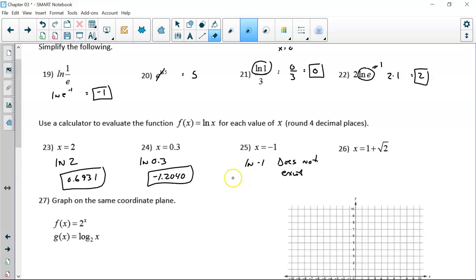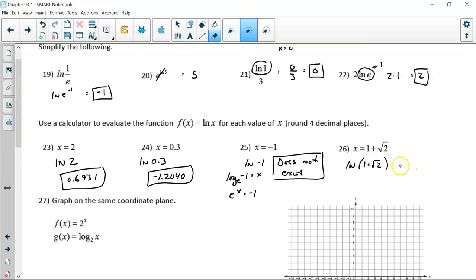And the reason it doesn't exist is, remember, the natural log is log base e of negative 1. So what we'd have here, if we wrote it this way, log base e of negative 1 equals x, it's e to the x equals negative 1. There's no exponent that makes a number equal a negative. There's no exponent that changes a positive to a negative number. That's why it doesn't exist. And then the natural log of 1 plus the square root of 2. Make sure you use parentheses, and you're going to get about 0.8814.